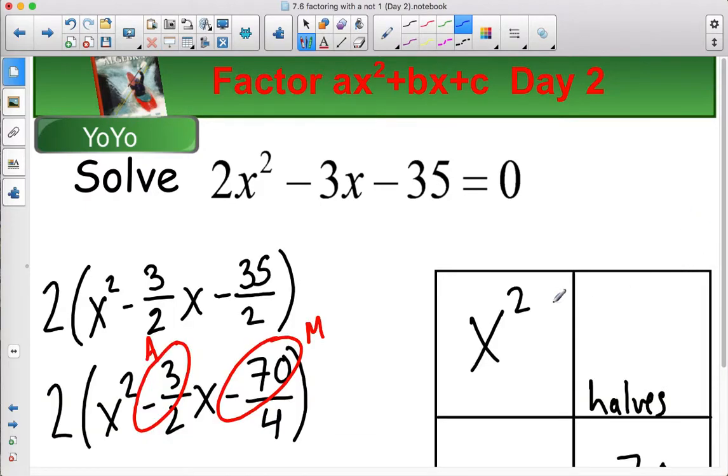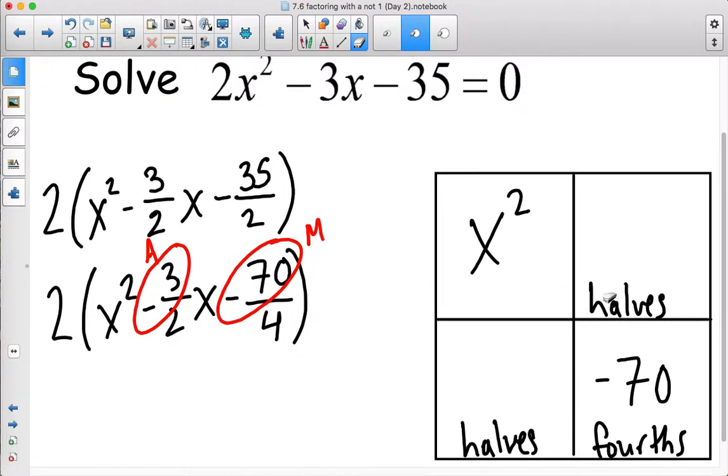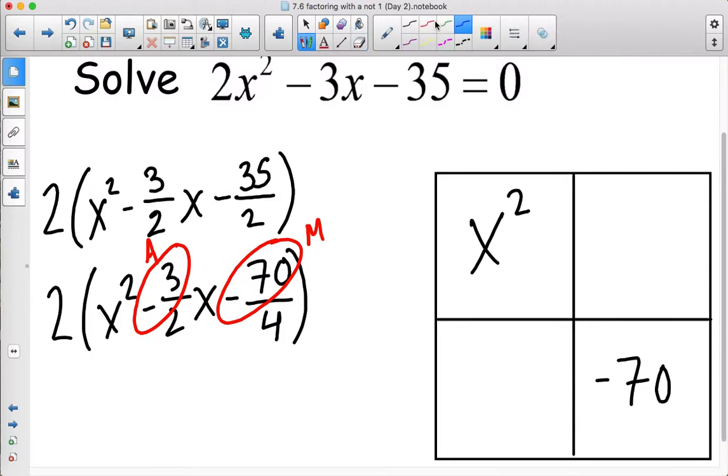Okay, let's go through it. The first thing that we would do is we would divide out the 2. I'm going to write these with fractions actually over here. And so if I divide out the 2, I know I'm going to end up with halves in the middle, and halves here, and as we talked about yesterday, halves times halves makes fourths. So I don't need to write this as negative 35 halves. I'm going to write this as negative 70 fourths.